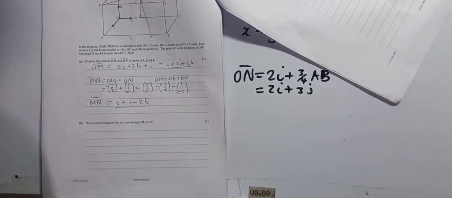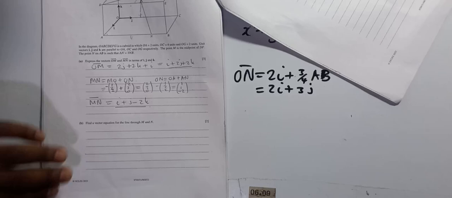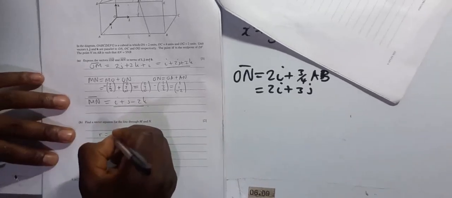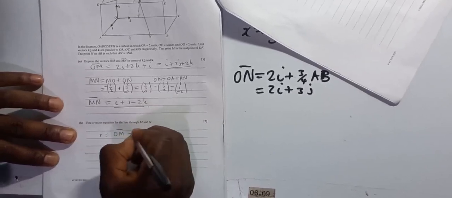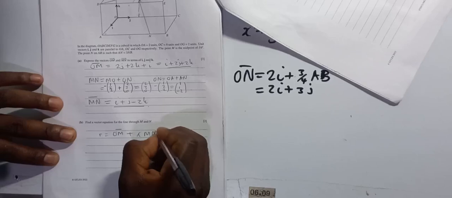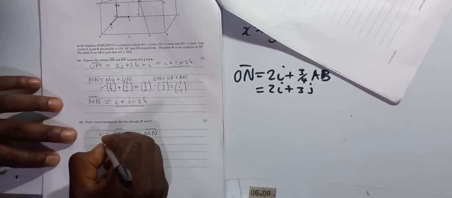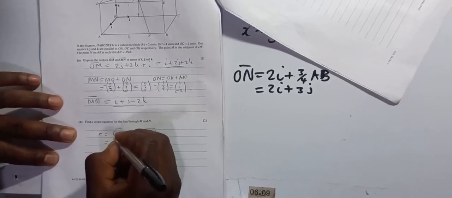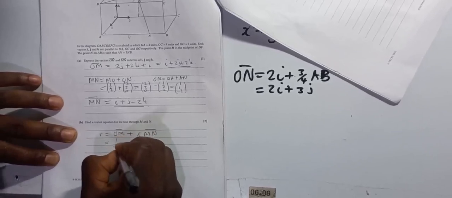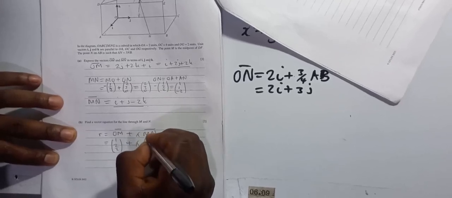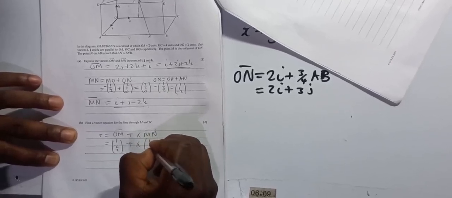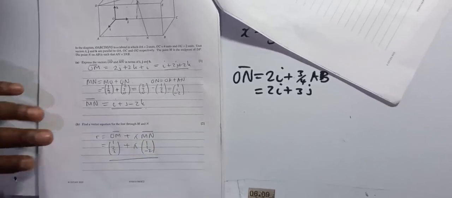Find a vector equation for the line through M and N. So the equation, let's say we write it as OM plus lambda MN, which is OM equals 1, 2, 2 plus lambda MN, which is 1, 1, minus 2. Then we're done.